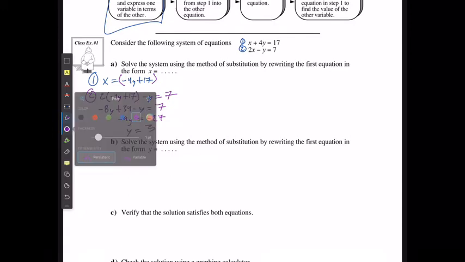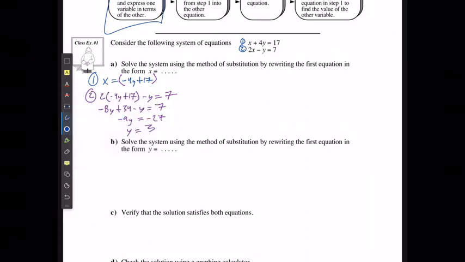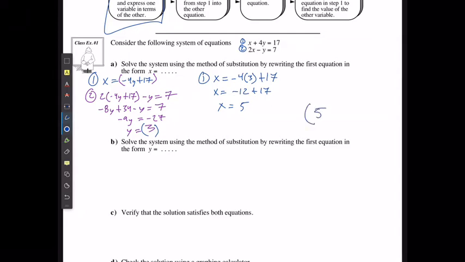Now, because I did this with the second equation, I'm going to take this and put it back into the first equation and say that in the first equation, if x is equal to negative 4y plus 17, it's going to be negative 4 times 3 plus 17. Or x is going to equal negative 12 plus 17, and x is equal to 5. And now I have my set of coordinates. The solution is going to be at 5 and 3.